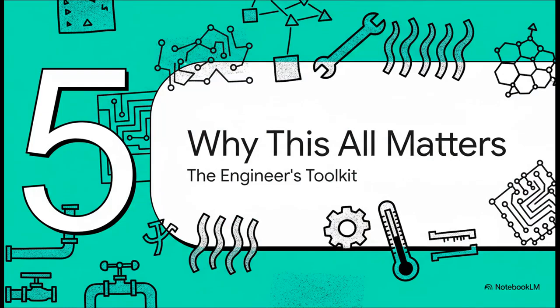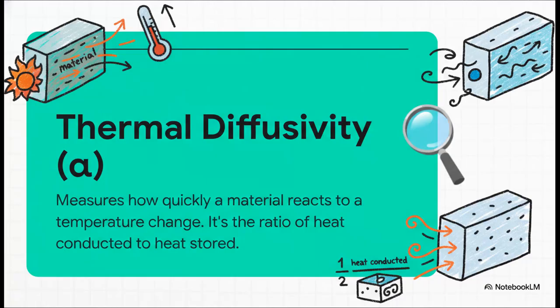So we've got a great handle on conductivity now, but in the real world, things aren't always so simple and static. Heat doesn't just flow steadily. It changes, it moves, things get complicated. So to handle all those dynamic situations, engineers need a couple more specialized tools in their toolkit. First up is something called thermal diffusivity.